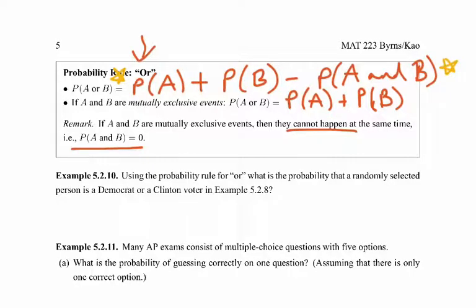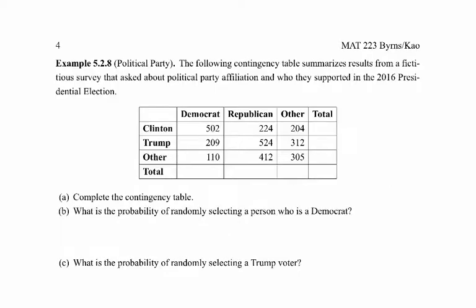It says, using the probability rule for "or," what is the probability that a randomly selected person is a Democrat or a Clinton voter? I'm looking at the chart from the previous example, and let me fill in the numbers here. We were looking for the probability that somebody is a Democrat or a Clinton voter. So ask yourself if those are mutually exclusive events. In other words, can somebody be both a Democrat and a Clinton voter? And the answer is yes, they can be both. And so when we use our formula, we're going to have to subtract the overlapping part.